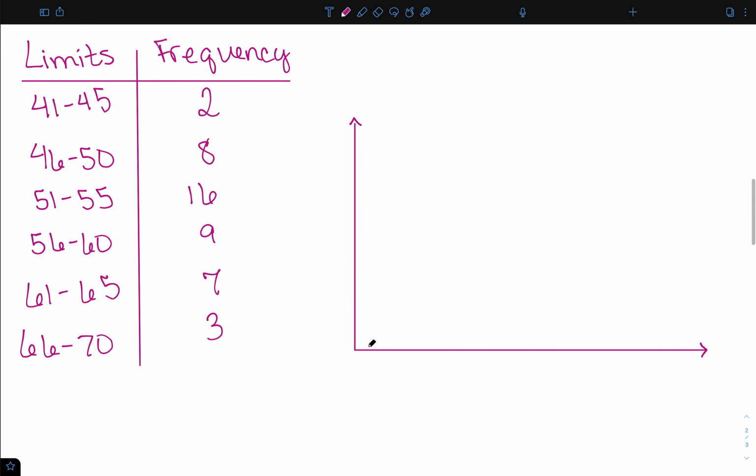Along the x-axis, I need the class boundaries, which are 40.5, 45.5, 50.5, 55.5, 60.5, 65.5, and 70.5.